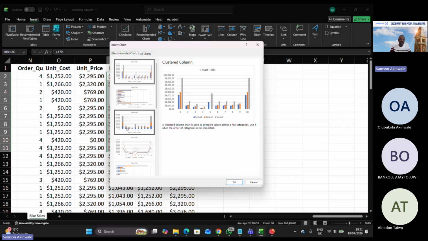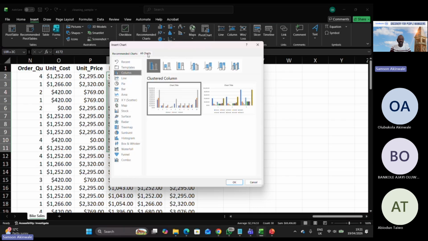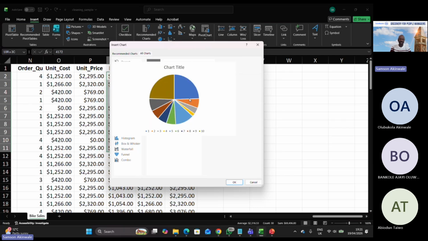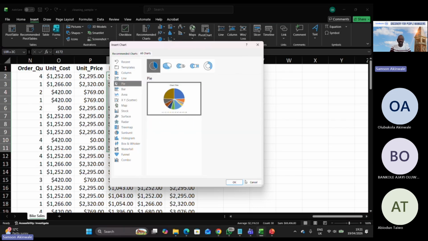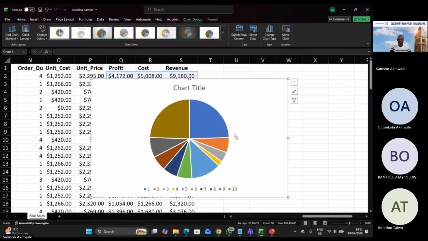And if for any reason I do not see any appealing chart that I want, based on my experience, I can always pick this one, all charts, and pick from all charts here. Say, for instance, I want to view the particular data I've selected through a pie chart. I can pick pie charts, and here it is. So I go ahead to tweak it all around and make adjustments as much as possible.